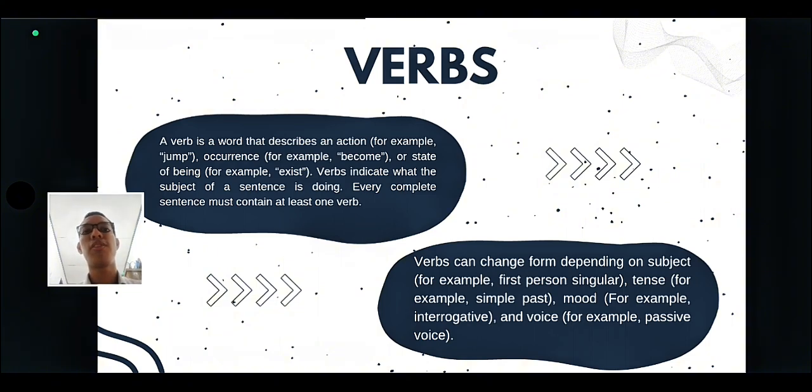Verbs. A verb is a word that describes an action, occurrence, or state of being. Verbs indicate what the subject of a sentence is doing. Every complete sentence must contain at least one verb. Verbs can change form depending on subject, tense, mood, and voice.